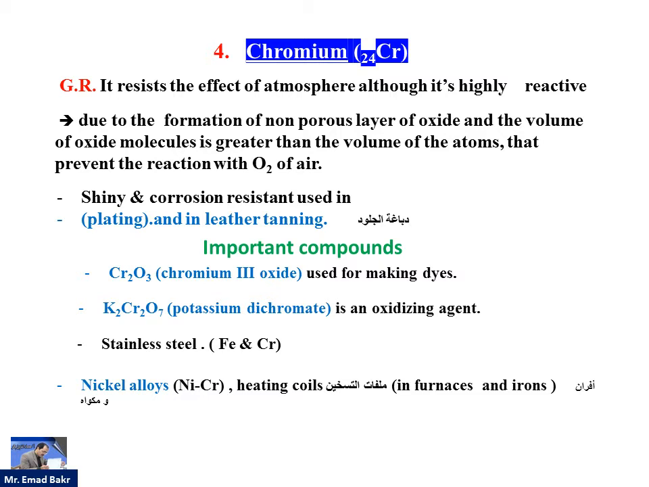Nickel alloy, nickel chromium alloy for heating coils, اللي هي ملفات تسخين, and furnaces, والأفران, and irons. في المكوى كل ملفات التسخين بنستخدم فيها نيكل chromium.